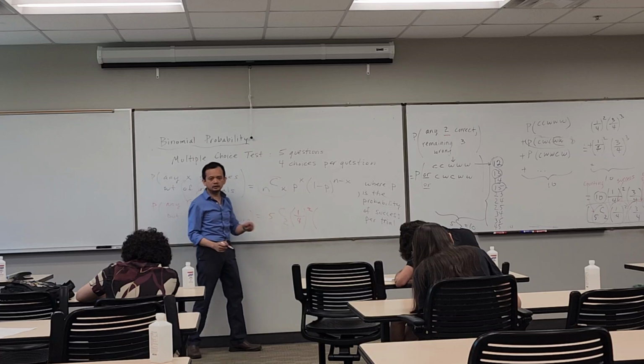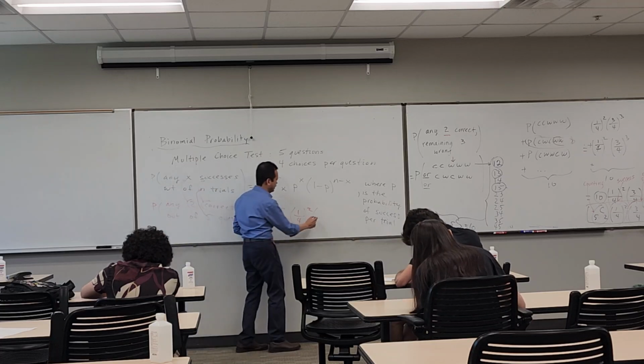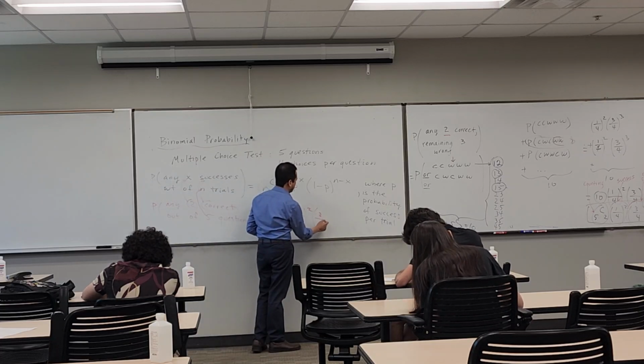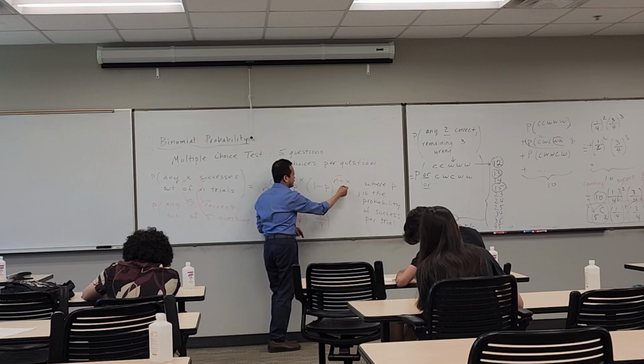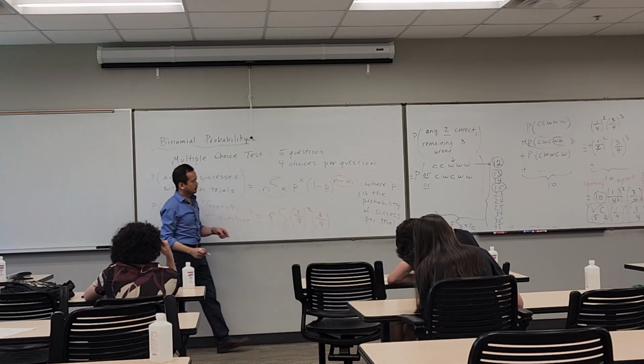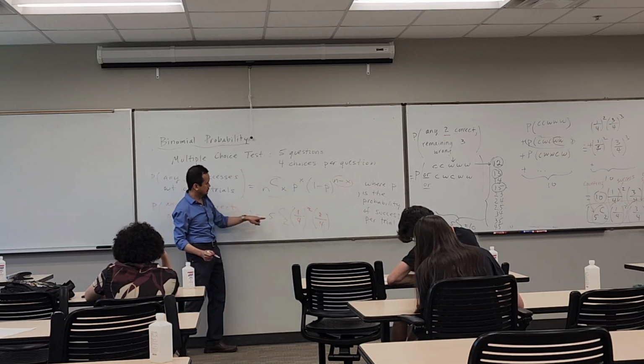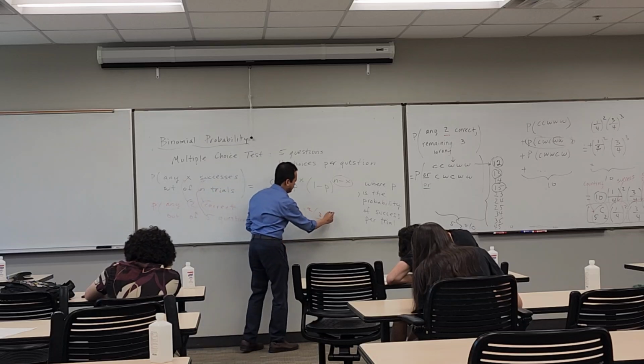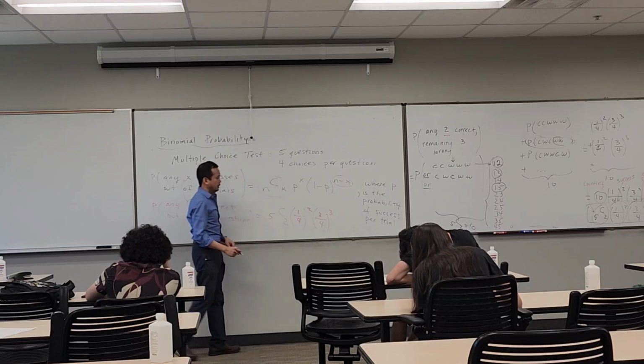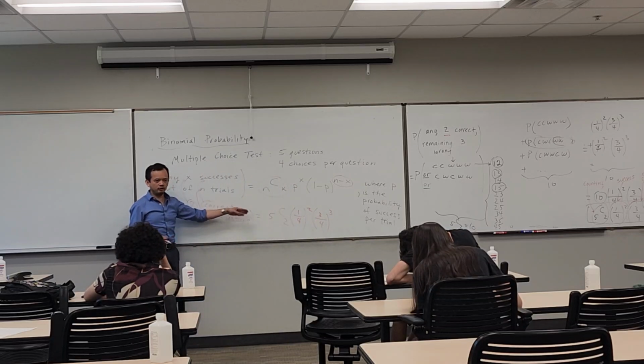Multiply by 1 minus p. So 1 minus 1/4 is 3/4. And then raised to the n minus x. So n minus x will be 5 minus 2, which is 3. And you notice this is the answer that you would get from the formula.